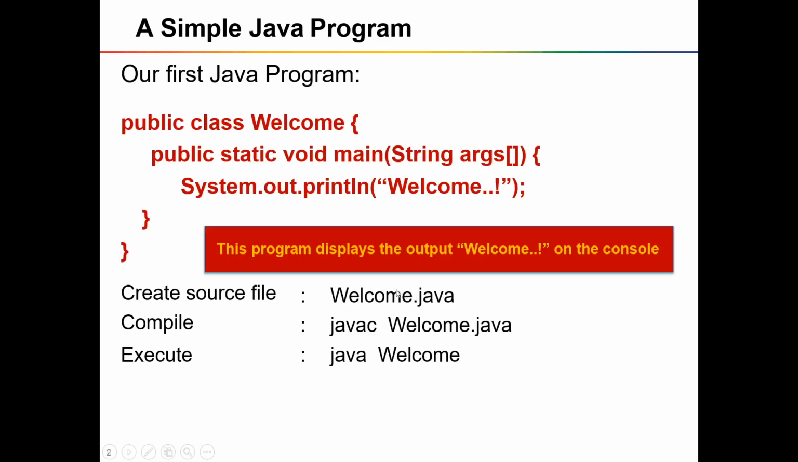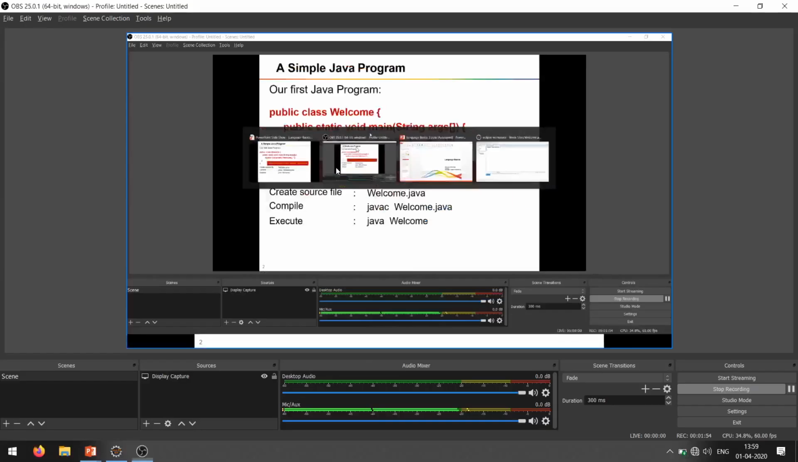For creating this file, you can open Notepad and type these 3 lines, then save it as Welcome.java. For compiling it, there is the command javac Welcome.java, and for executing the file, java Welcome. The keywords like public and static, we'll discuss later. We'll see how to run this file in Notepad, then I will show a demonstration of how to run it on the Eclipse IDE.